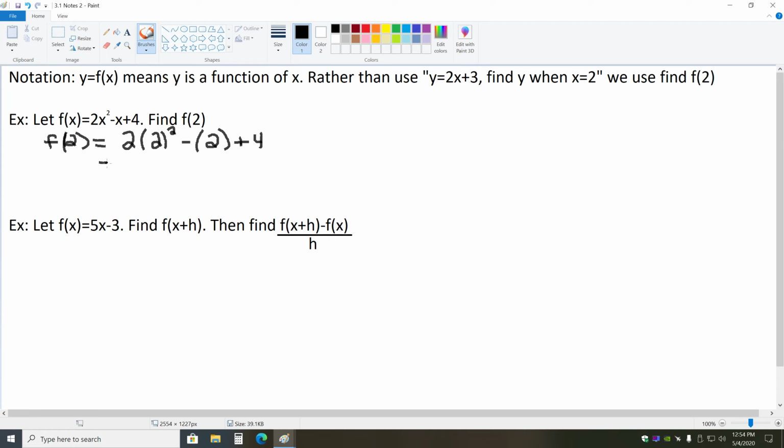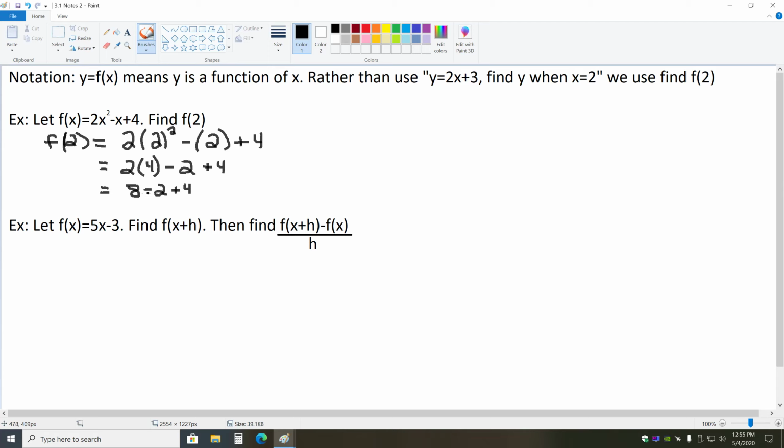So simplifying this, we get 2 times 2 squared gives us 2 times 4. We have to take care of the exponent first for order of operations. Minus 2 plus 4. 2 times 4 gives us 8. Minus 2 plus 4.